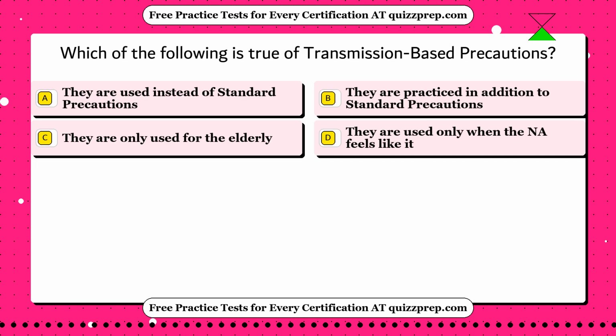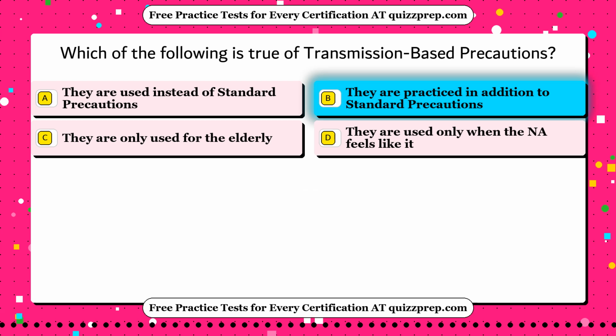Question 89. Which of the following is true of transmission-based precautions? Option A, they are used instead of standard precautions. Option B, they are practiced in addition to standard precautions. Option C, they are only used for the elderly. Option D, they are used only when the NA feels like it.